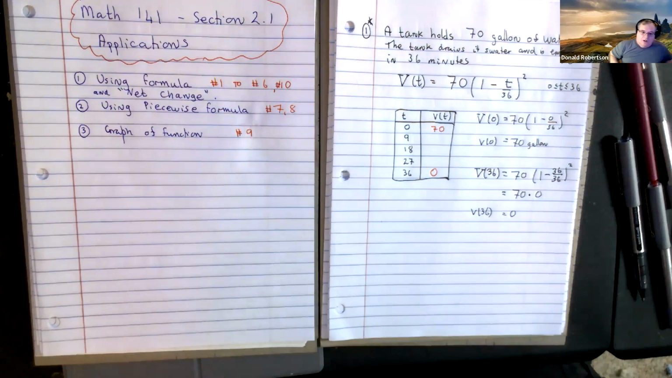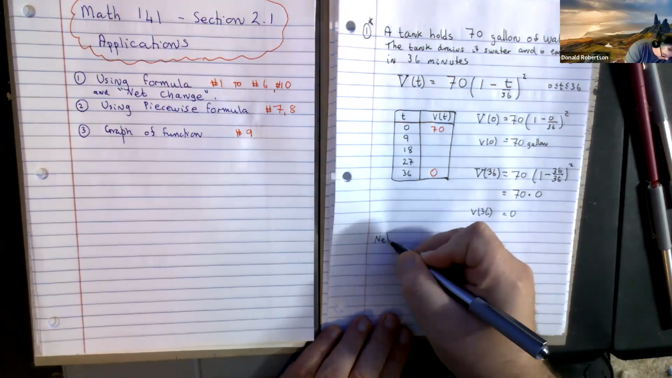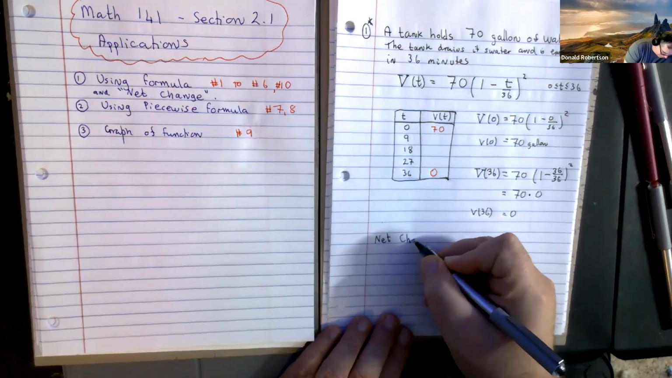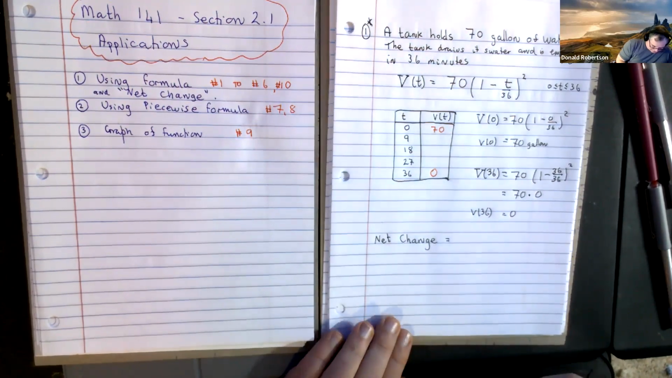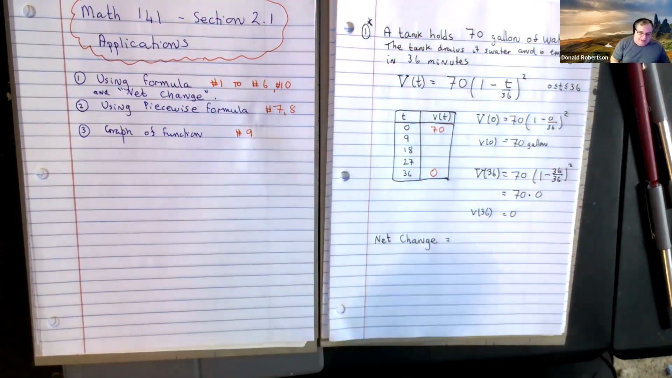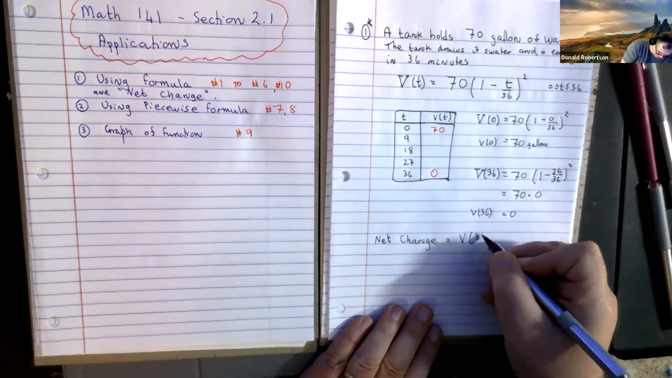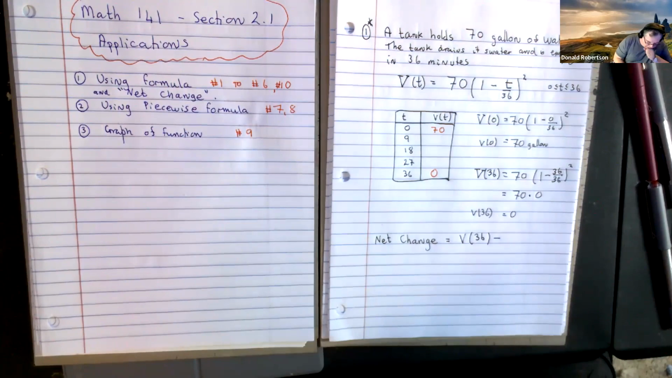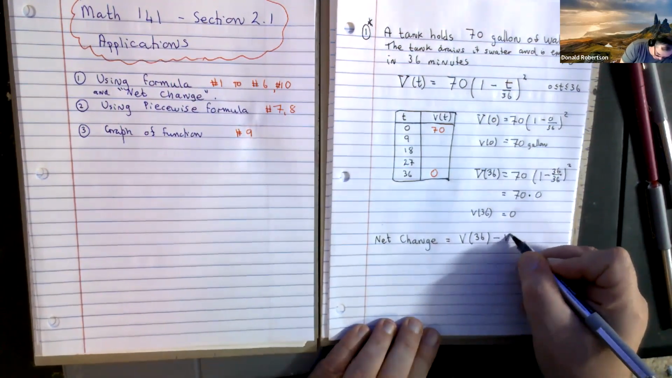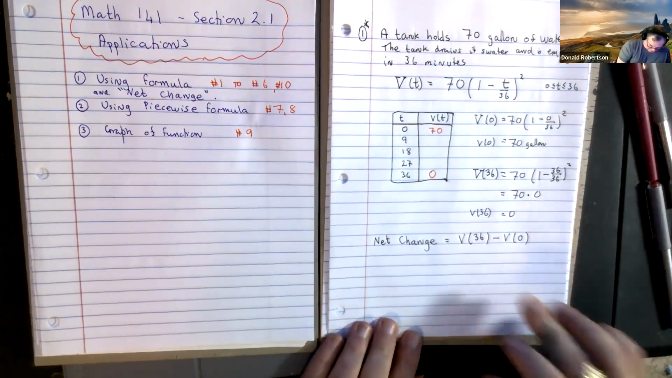So there is only one last thing we need to calculate, and it's a thing called the net change. And the net change is basically the difference between the beginning and the end. So it would be the value at 36 minutes, right? So the volume at 36, subtract the volume at 0. So you notice it's end, take away, start, right?